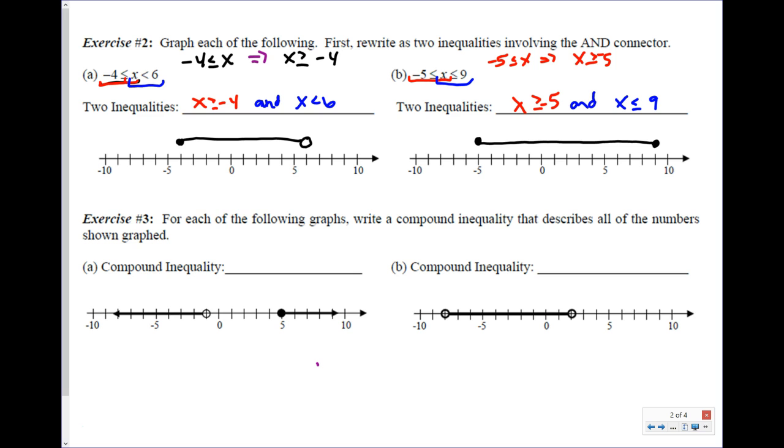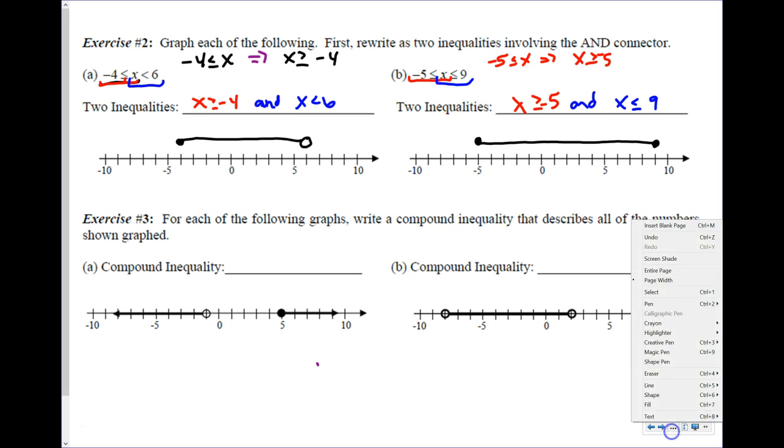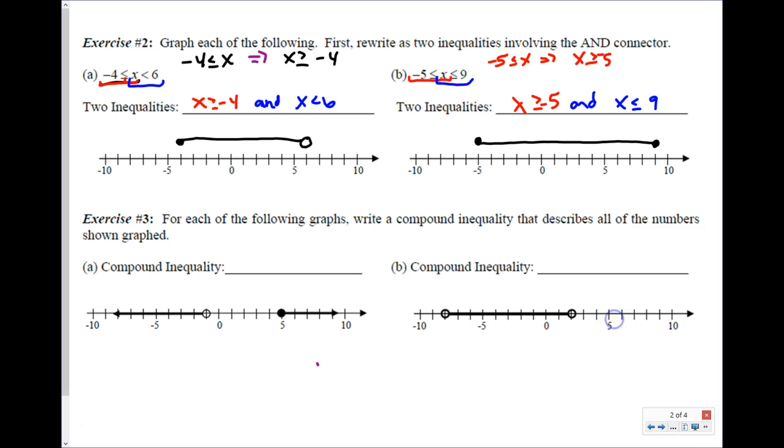Okay, so I'm looking at A, and I'm going to take a look at the numbers that it stopped on. So this first number on the left starts on a -1. So I'm going to go ahead and label that in here. That's a -1. So this is x is less than -1 because the arrow is pointing to the left and it's got an open circle, right? That means it's a less than symbol.